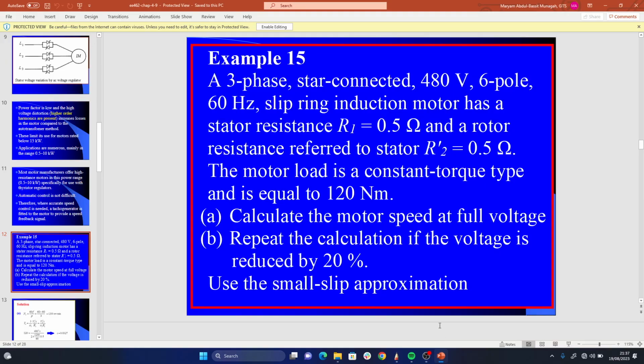Okay, let's look at this question. So we have a three-phase star connected 180 volts. We have everything we need. The first question says that calculate the motor speed at full voltage.